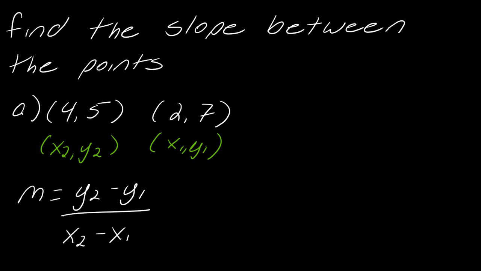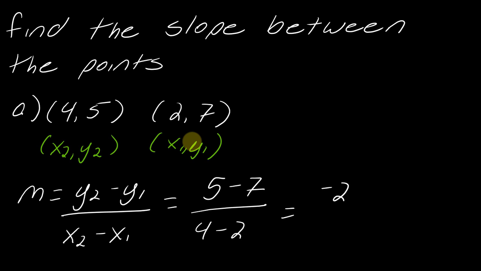So if I went that route, would that change anything? Let's see. In this case, I'd take my y2 minus my y1, so this would be 5 minus 7, and then my x2 minus my x1, so this would be 4 minus 2. So this would be -2 over 2, which equals -1. So it still gets me to the same thing, right?